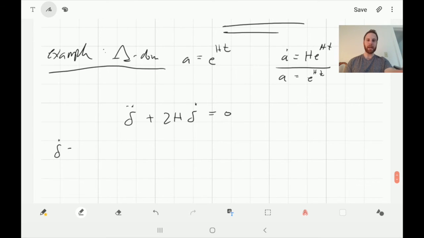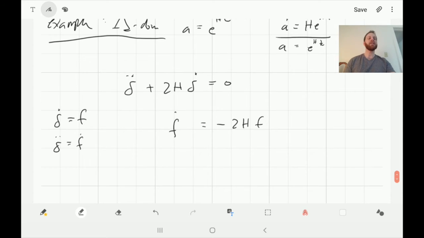Yeah, I'll do it. Why not? If this is f and delta double dot is f dot, then apparently we have f dot plus 2hf equal to 0. I've seen an equation like this before. In fact, I'm going to take this to the other side and let this be equal to minus 2hf. Yeah, that's one of them exponential things, isn't it? Yeah, I've seen one of them before.